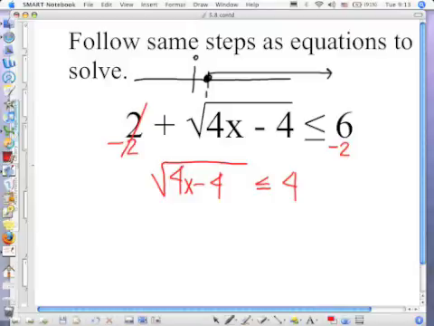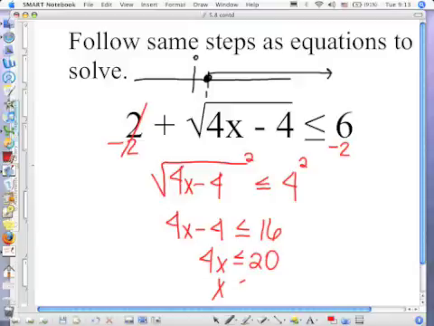Square both sides. So you simply have 4x minus 4 is less than or equal to 16. All right, now we solve for x. 2 steps. What are they? Add 4, then divide by 4. So 4x is less than or equal to 20, or x is less than or equal to 5. All right, so my solution for this inequality is that x is less than or equal to 5.